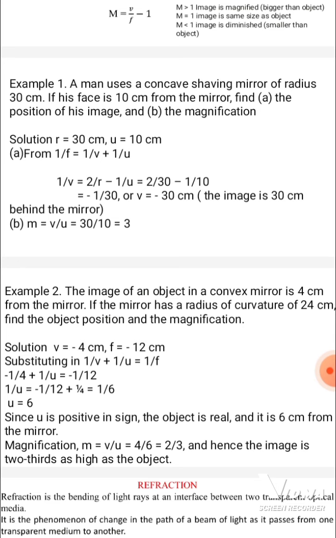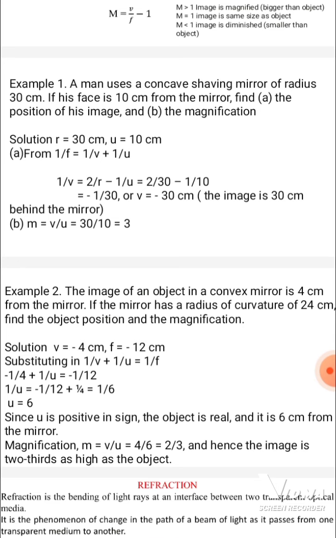So if you bring in those values, you now have 1 over V equals 2 over R minus 1 over U. R is given to be 30. You now have it to be 2 over 30 minus 1 over 10. This will give you minus 1 over 30. In that case, your V equals minus 30 centimeters.